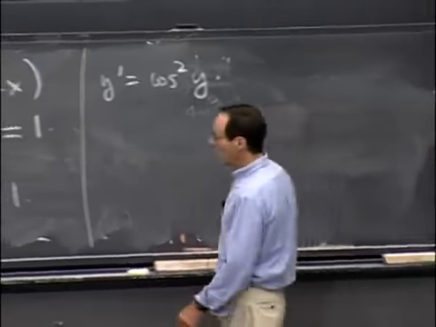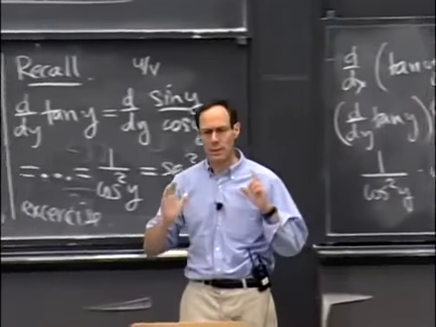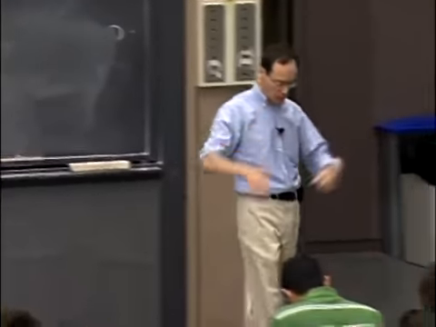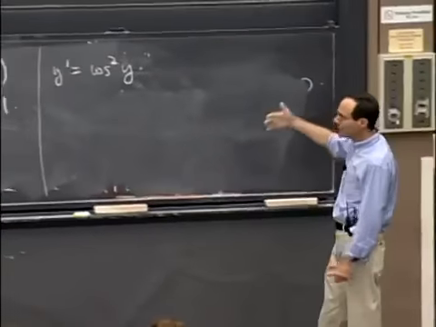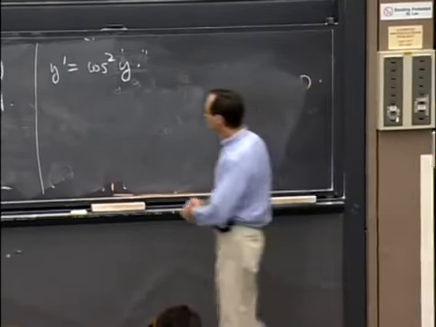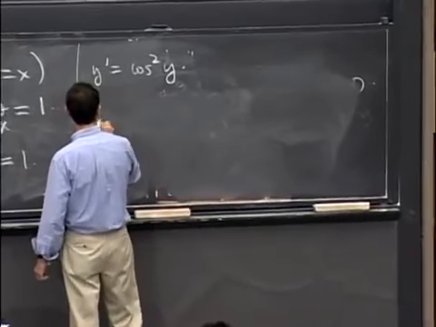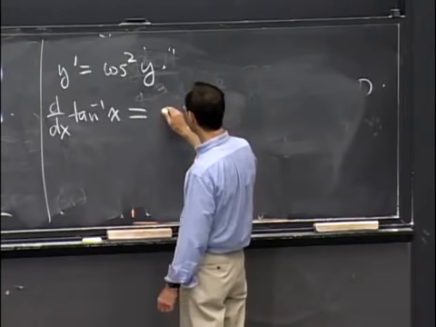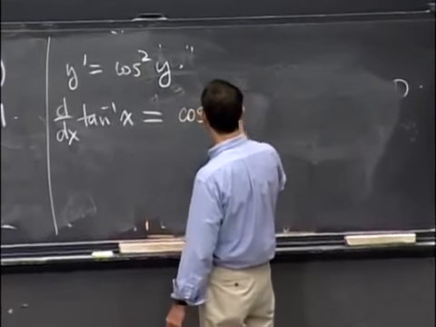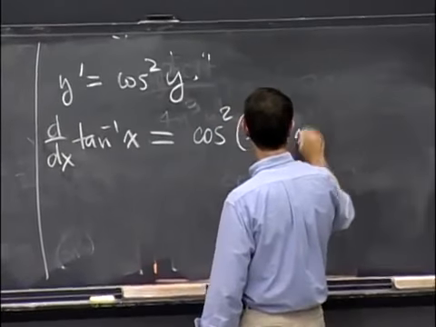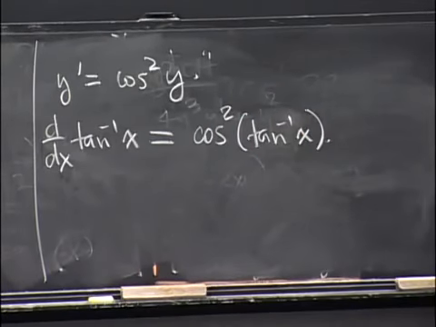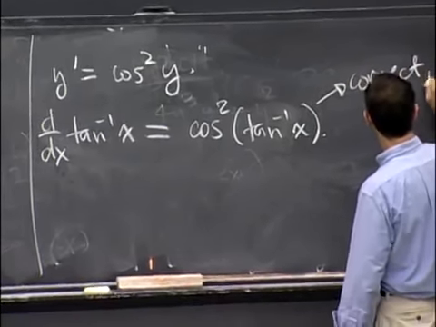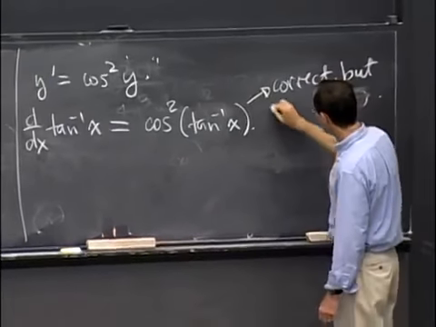OK? Unfortunately, this is not the form that we ever want to leave these things in. Again, this is the same problem we had with that ugly square root expression or with any of the others. We want to rewrite it in terms of x. Our original question was, what is d by dx of tan inverse of x? Now, so far, we have the following answer to that question. It's cosine squared of tan inverse x. OK? Now, this is a correct answer, but way too complicated.